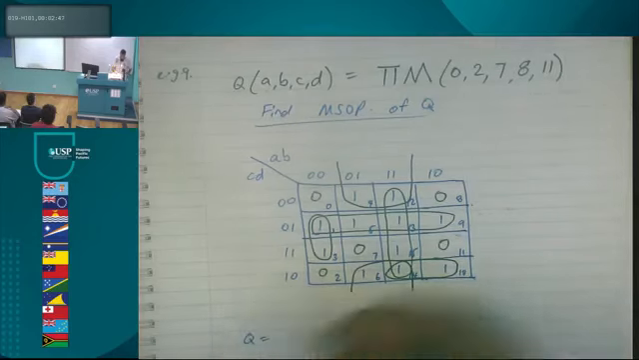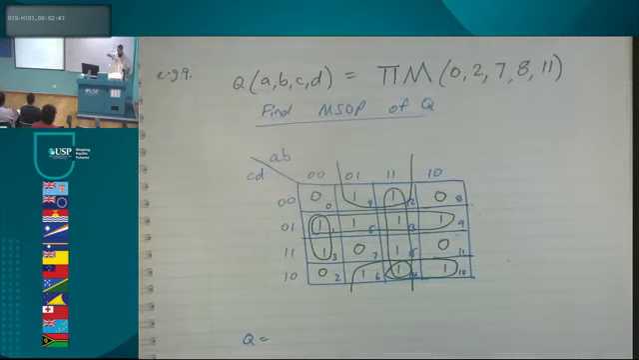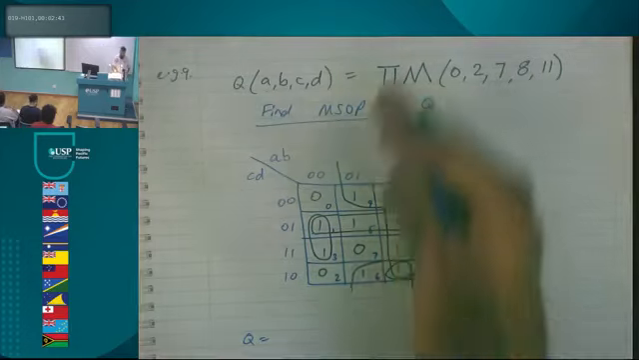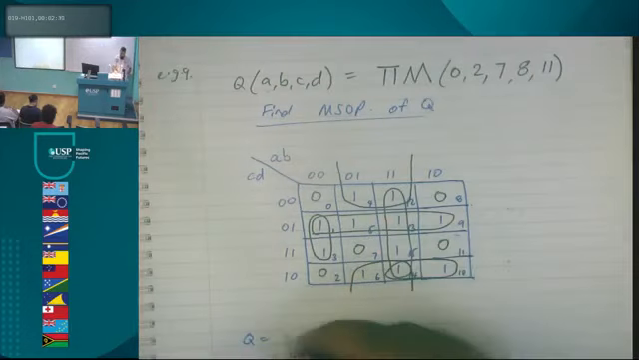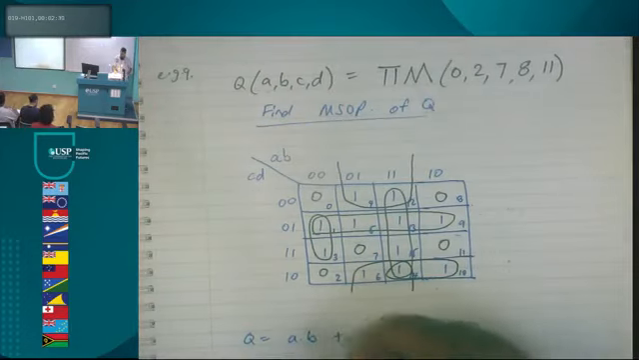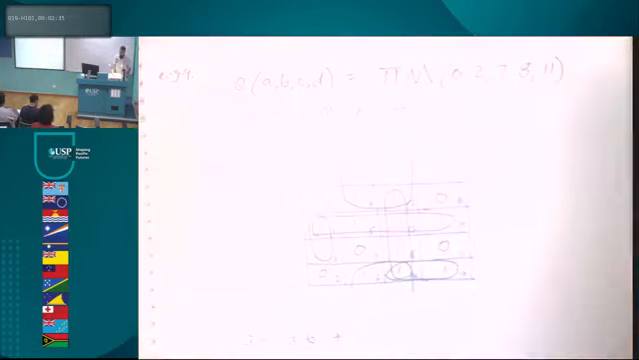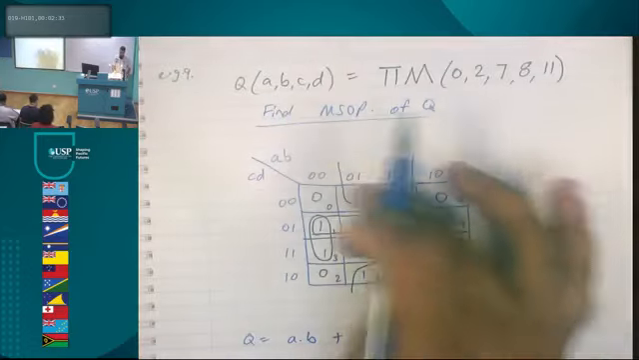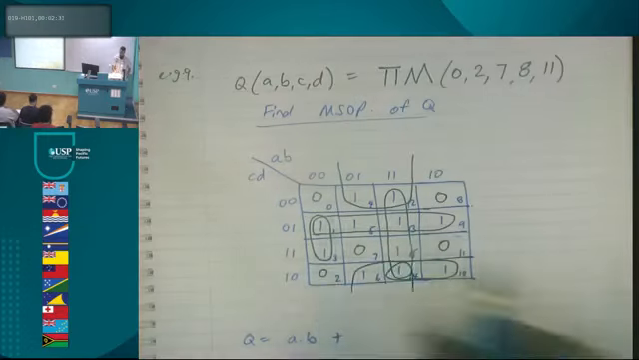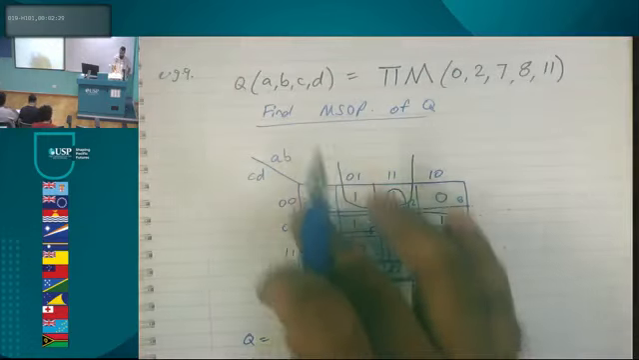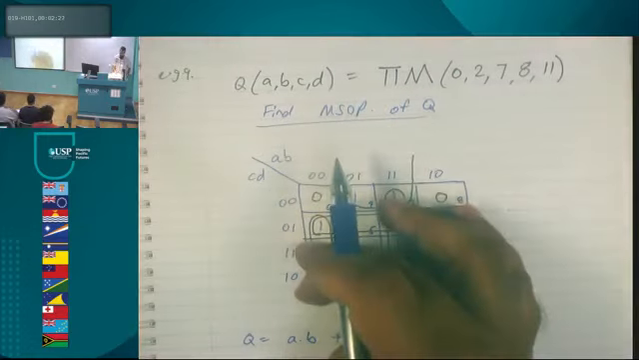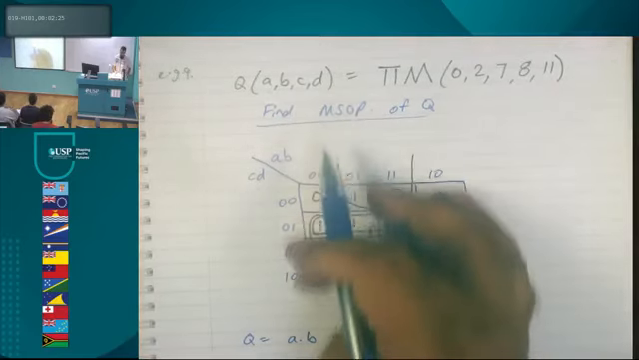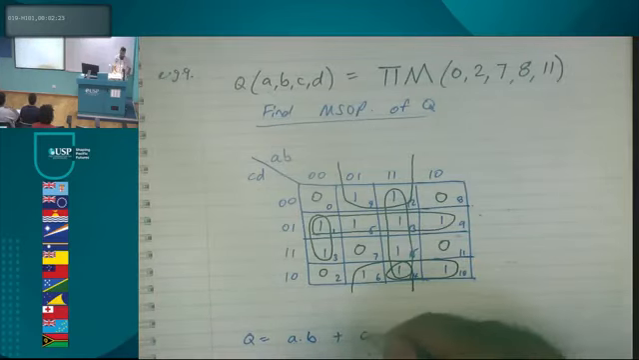So our Q is equal to, let's look at this one here. Let's look at all the ones which are vertical in nature. Let's look at this one. What will that be? A, B bar. All right, now, anything more vertical? Well, why don't we cover this group of four over here? What is this one? There'll be A bar, B bar. What's common from this way? D. A bar, B bar, and D.